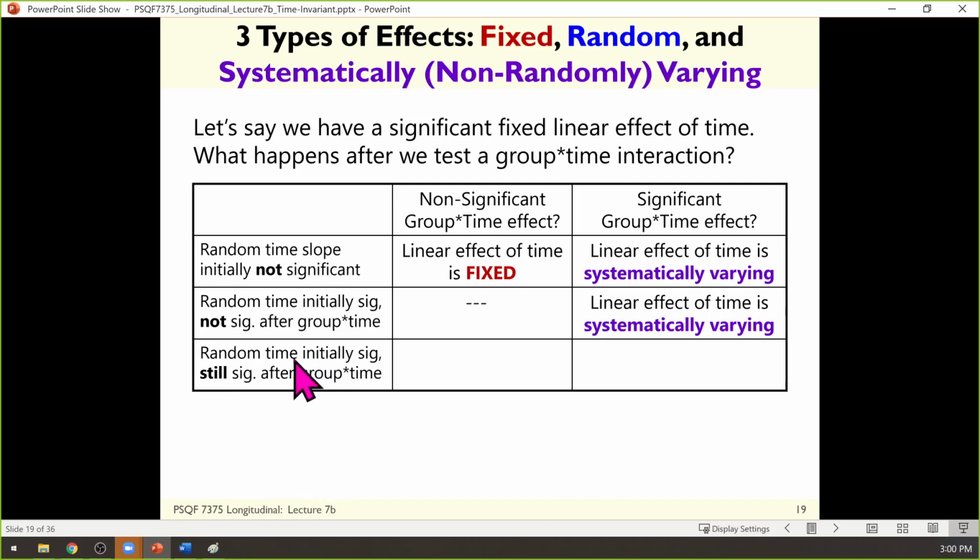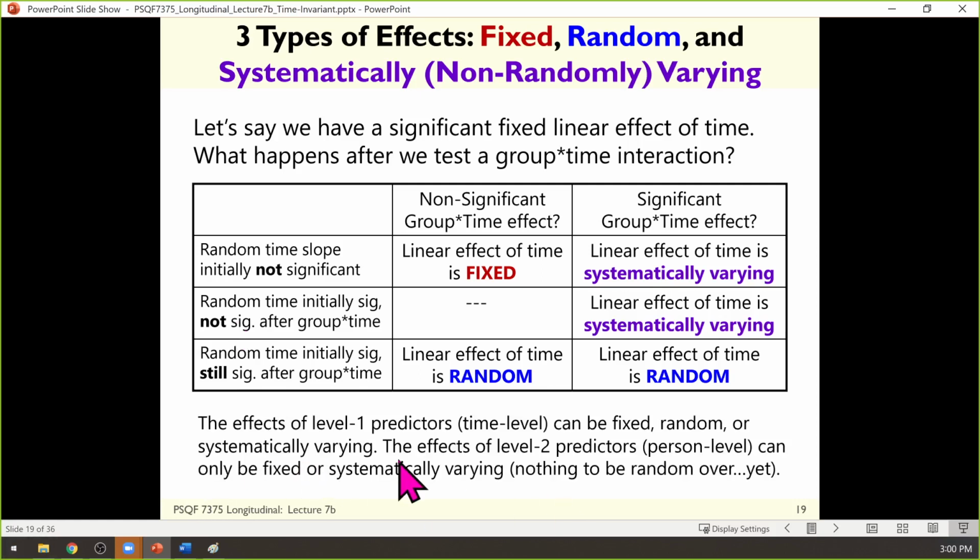If you had a random time slope to begin with, and it still had random variance left over, then the linear effect of time would just be called random at this point. Because yes, it varies by group, but it varies for other reasons that we don't know, so it's just random. One of the few instances in which random means what you would think it does. It's random, it's unexplained, I don't know. People need their own. It's not group though, because that's already in my model.